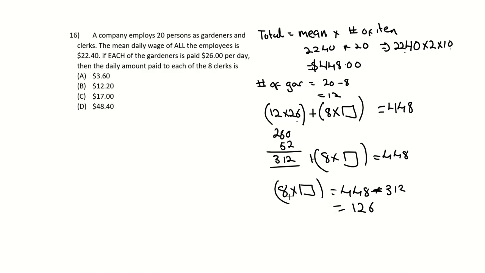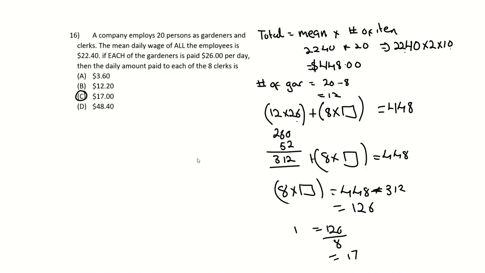So if 8 of my clerks are getting $136, then one clerk would be 136 divided by 8, which is equal to $17. And that would be C. And that is how you would do this question.